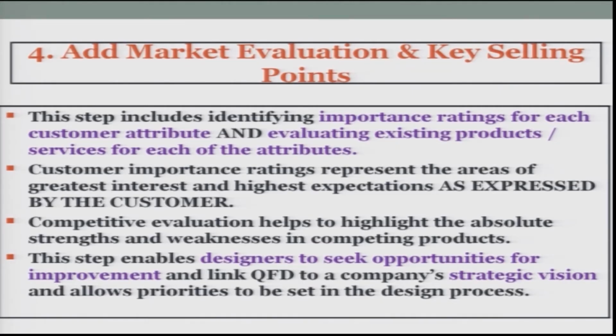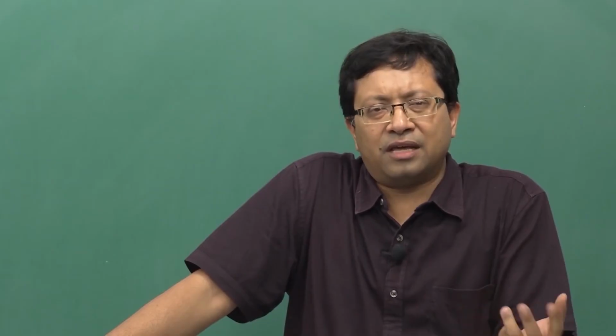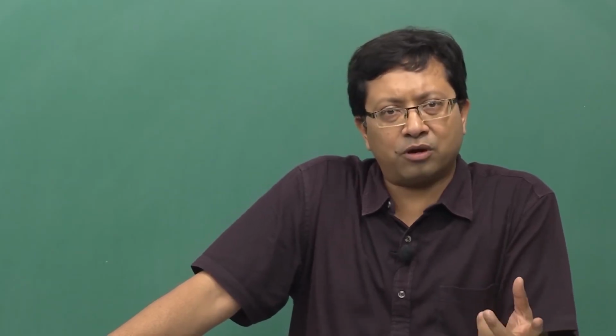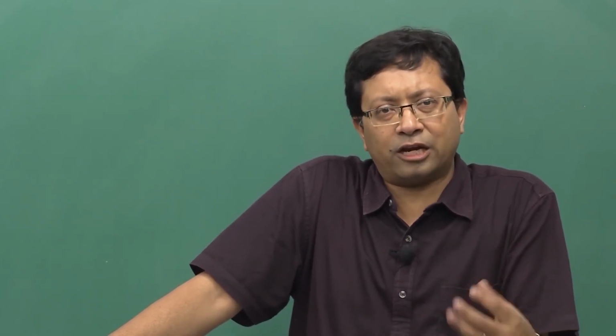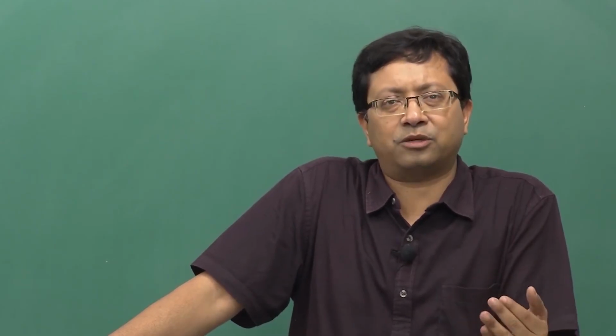This step includes identifying the importance rating for each customer attribute and evaluating existing products and services for each attribute, which are very important from the designing and manufacturing point of view. Customer importance ratings represent the areas of greatest interest for them, and the highest expectations as expressed by the customer are to be considered. So, if the customer thinks that tensile strength is very important, then that becomes one of the most important attributes from the design and manufacturing point of view.